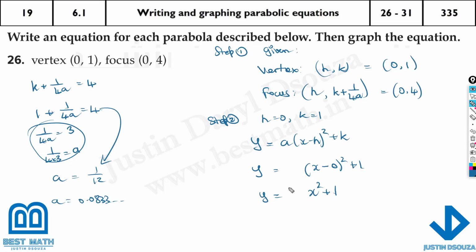So now I know a is 1 by 12. Here I forgot to mention, this is step 2. Step 2 is finding the a value. Step 3 would be writing the equation.